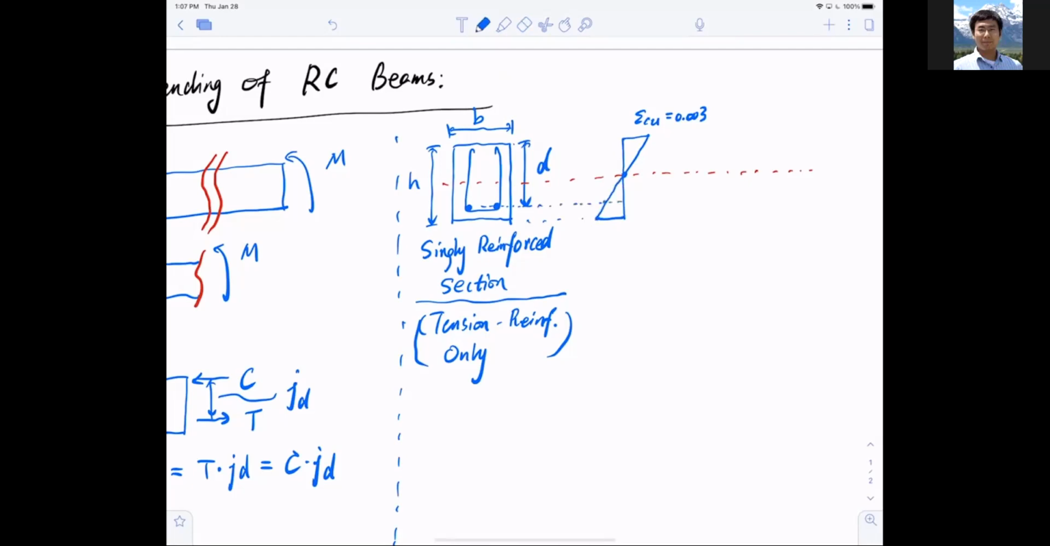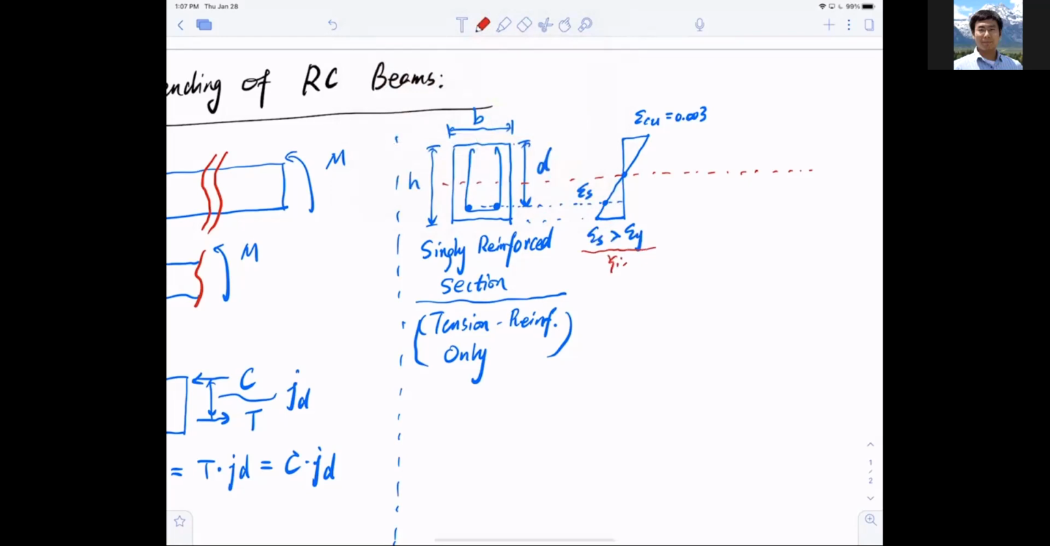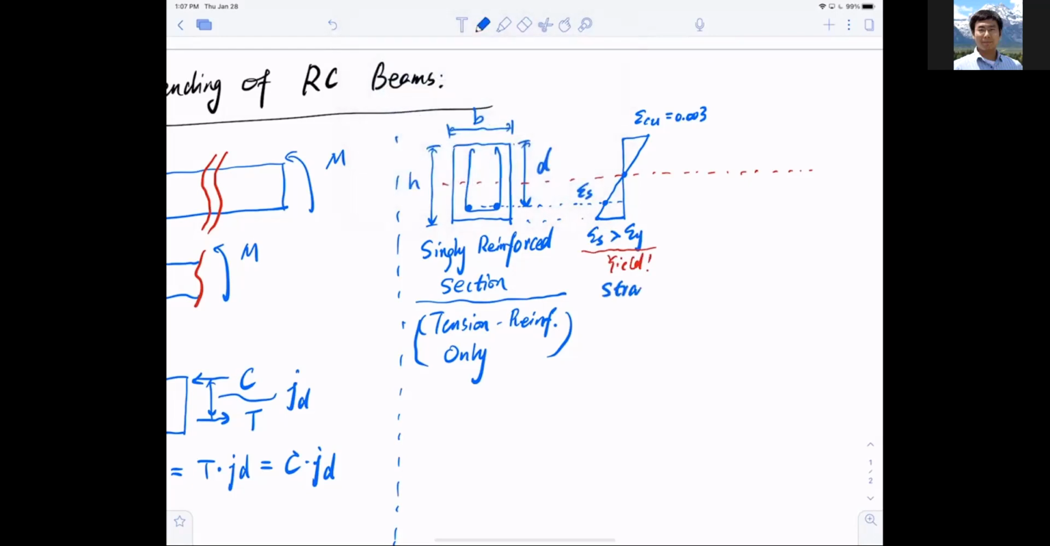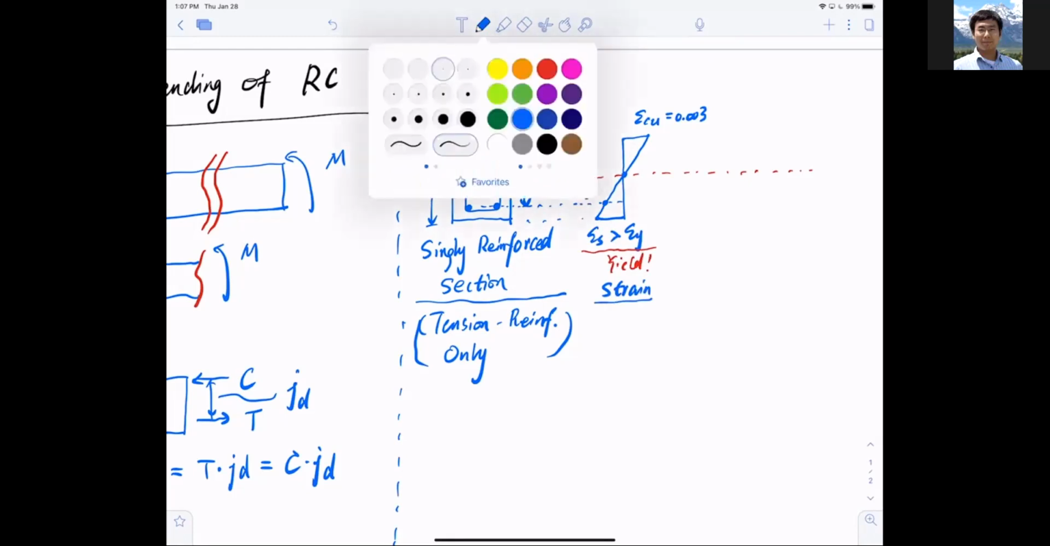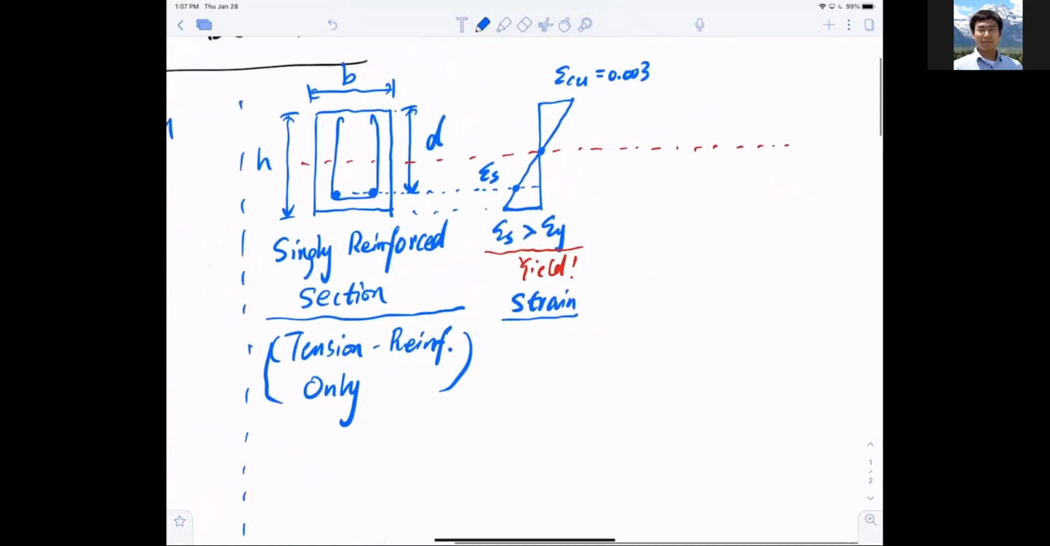So extending that straight line to the bottom here, crossing at a value of epsilon s, which is at the level of steel. This is epsilon s, and make sure that this epsilon s is always greater than the yield strain epsilon y, so that it yields. And we call this diagram the strain diagram. So this is called the strain diagram.